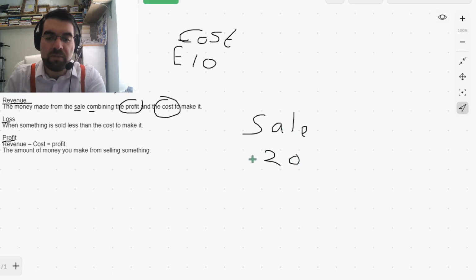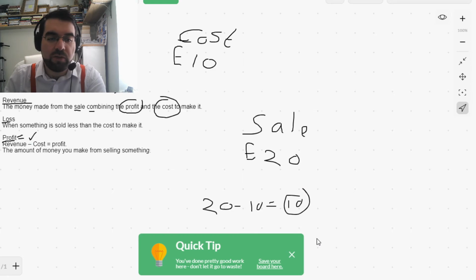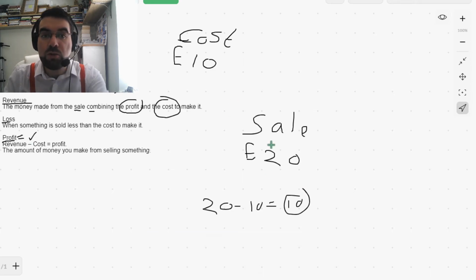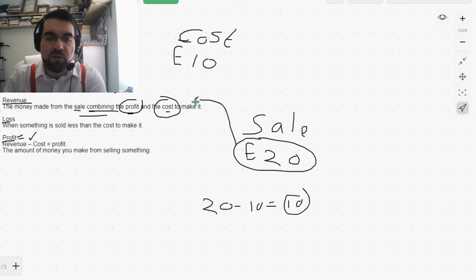at 20, that's firstly a profit of 10. So 20 minus 10 equals 10. So that's a profit. Profit, very good. But the total amount combining the profit and the cost is 20. So made a revenue of £20.